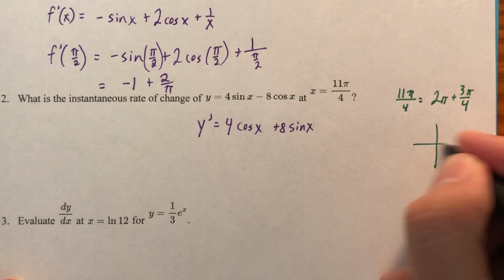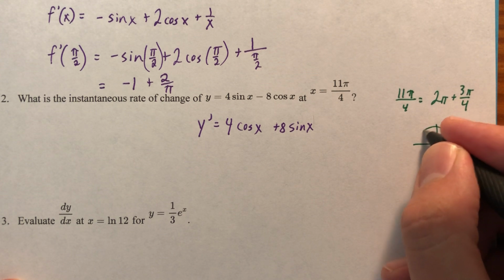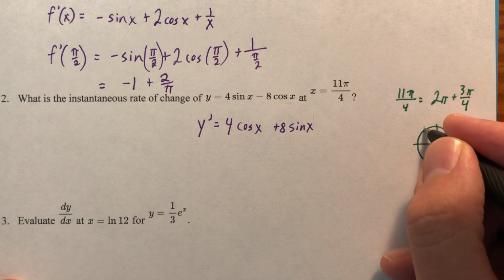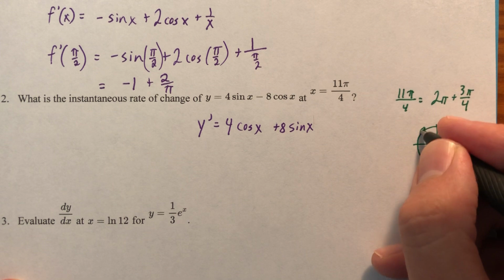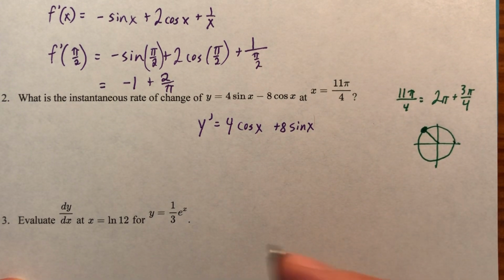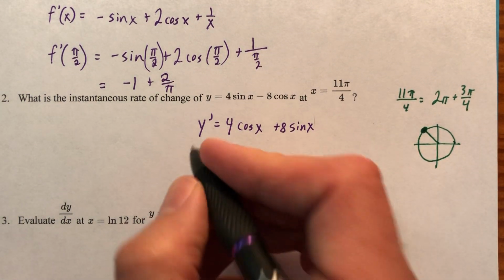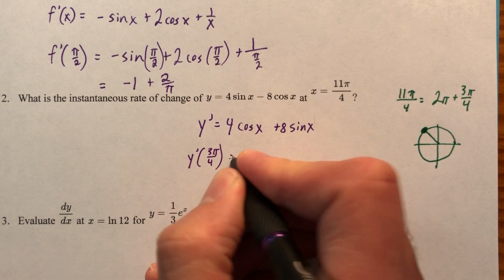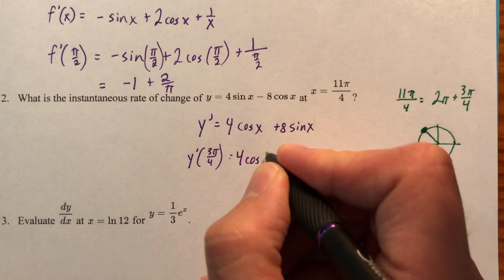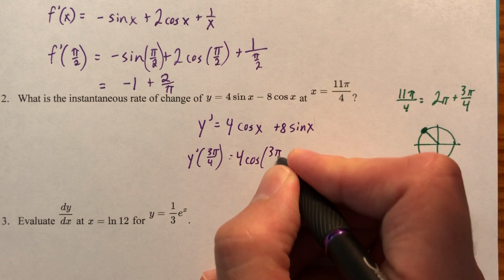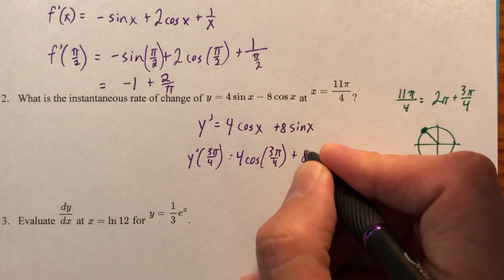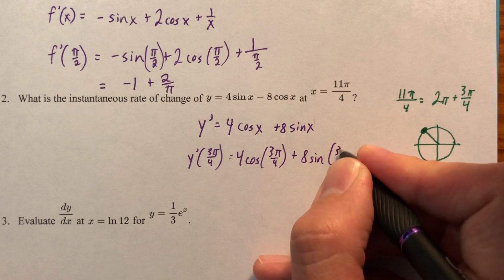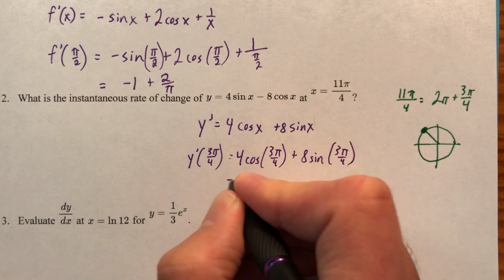Okay, so here's our unit circle, and there's a full 2 pi, and then 3 pi over 4 left. It takes us here. That's where we are. So we are going to plug in 3 pi over 4. So y prime of 3 pi over 4, we can do that, equals 4 cosine of 3 pi over 4 plus 8 sine of 3 pi over 4, and we are going to figure this out.